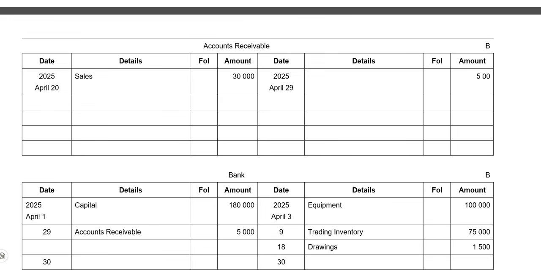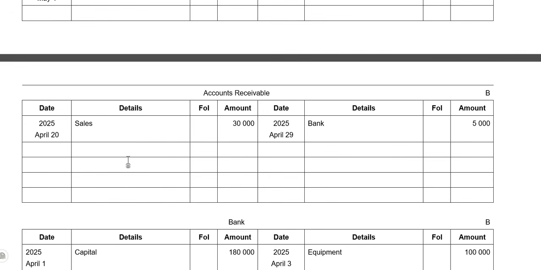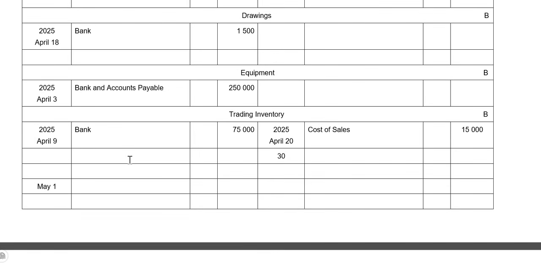Luckily, it's on the same page. Under details, we're going to have bank. Not banks, but bank. If you see this accounts receivable account now, it says we sold on credit 30,000 and we've received 5,000. 25,000 Rand is still owing by our debtors. That's how you analyze or interpret that account at this time.